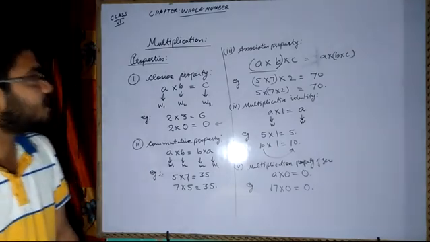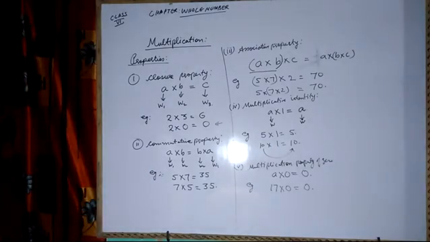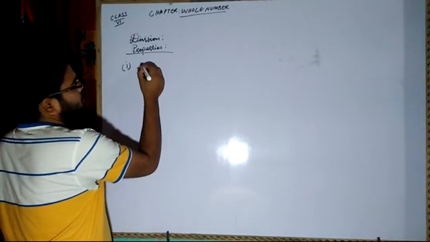Now I will be dealing with the division properties after this. I hope I have discussed almost all the important properties of multiplication. Now I will be discussing division properties. The very first property is the closure property.